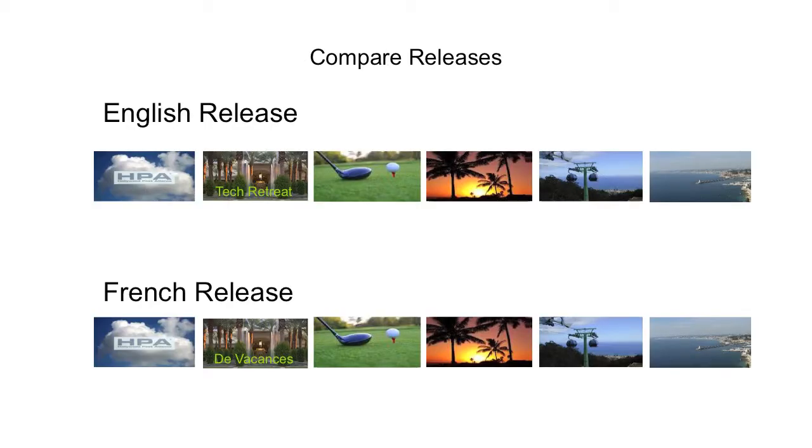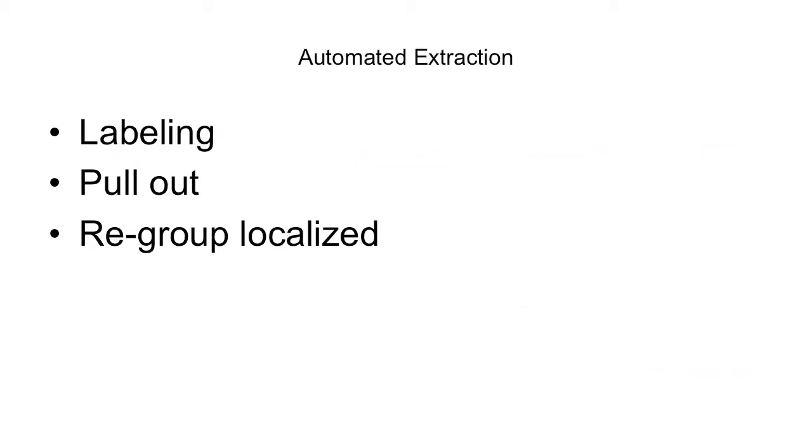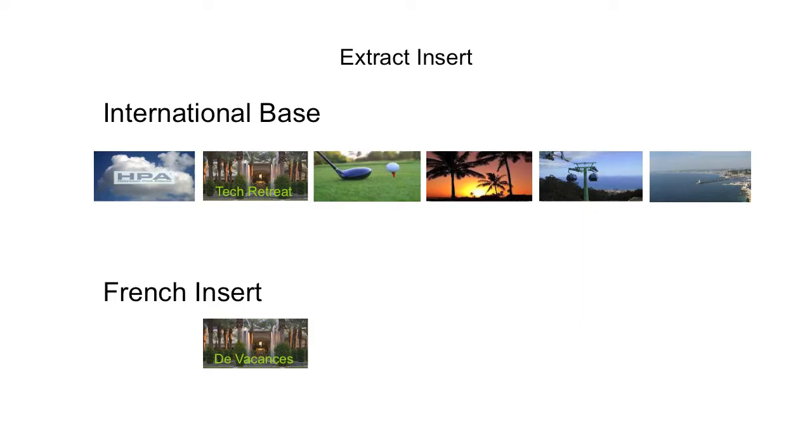Here's the example. If we have two releases, say the English release and the French release, most of them are all identical, but the machine can identify the difference. There are one shot, they have a different text here. After identification, we will label these shots and pull out this shot and put this shot into a new location, in an organized way.